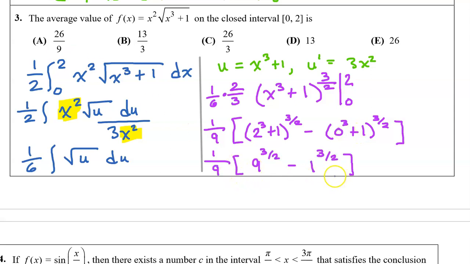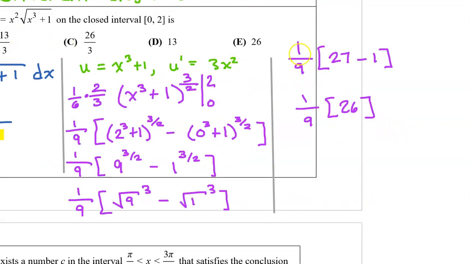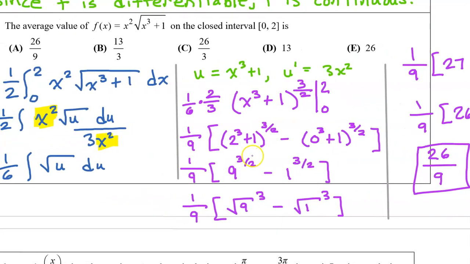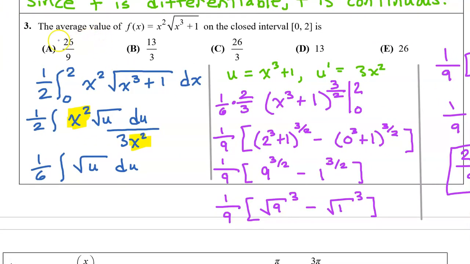So now we have this. Remember that when you have a fractional exponent, it is in the form power over root. So this is the square root and the third power. So really, we have this. So we have 1/9 times 27 minus 1, which is 1/9 times 26, which is the same thing as 26 over 9. So that's why the answer is A.